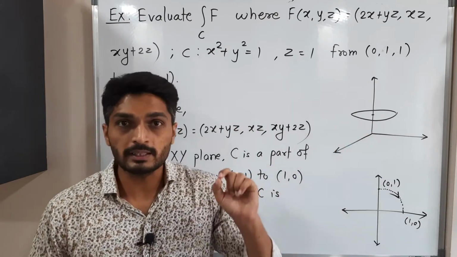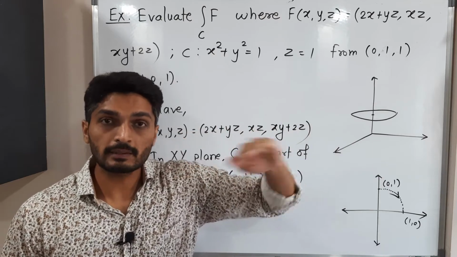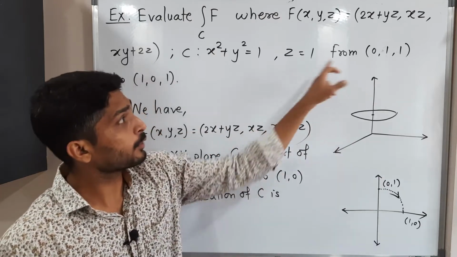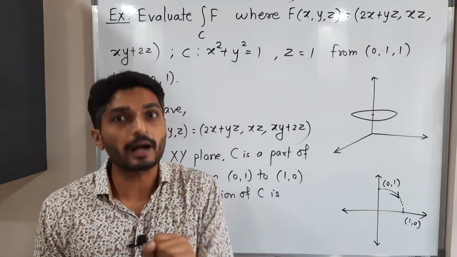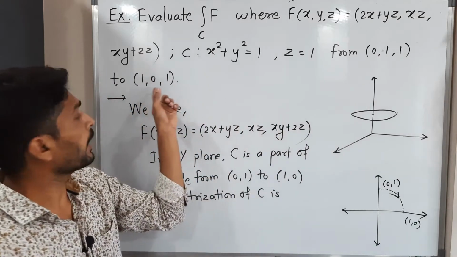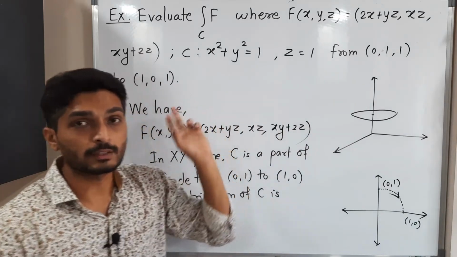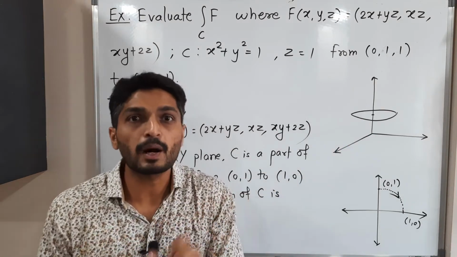Yeah, it's a circle having radius 1, but it is at height z is equal to 1. It is at level z is equal to 1. But see, if I go further, then I easily understand it's not a complete circle. It's some part of a circle. Getting? It is from (0, 1, 1) to (1, 0, 1). Okay, so that means they have not given a complete circle. They have given some part of a circle.